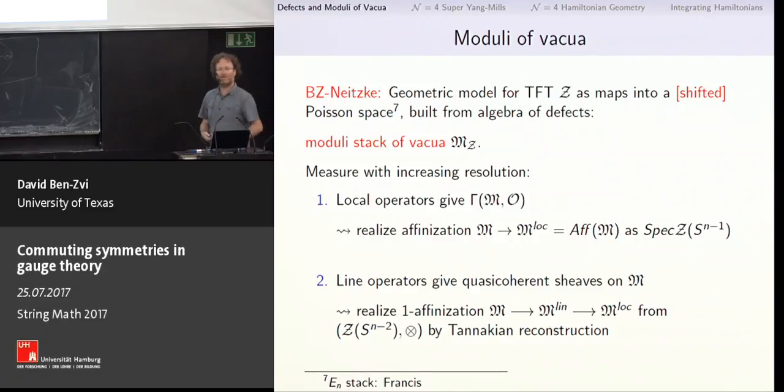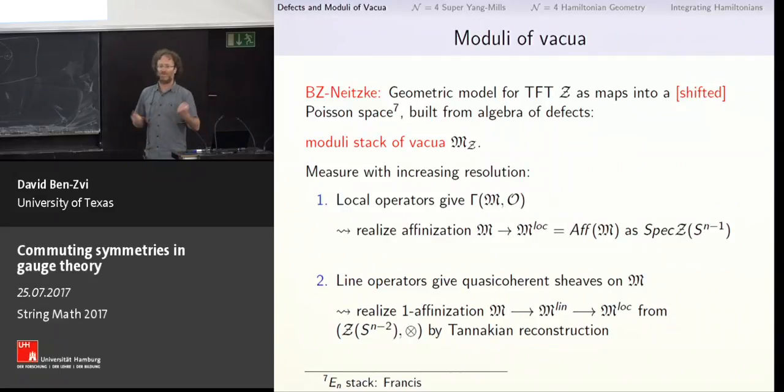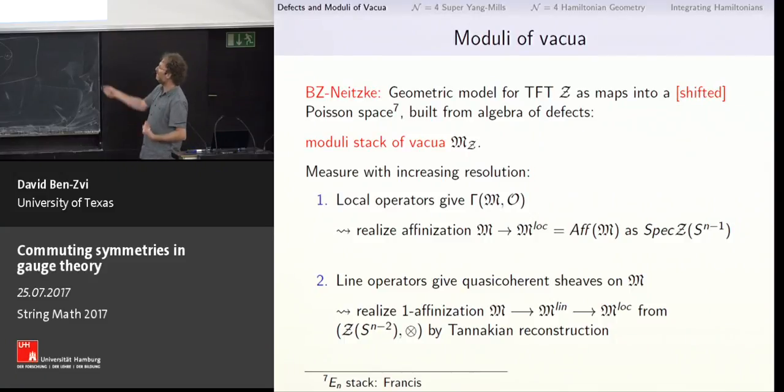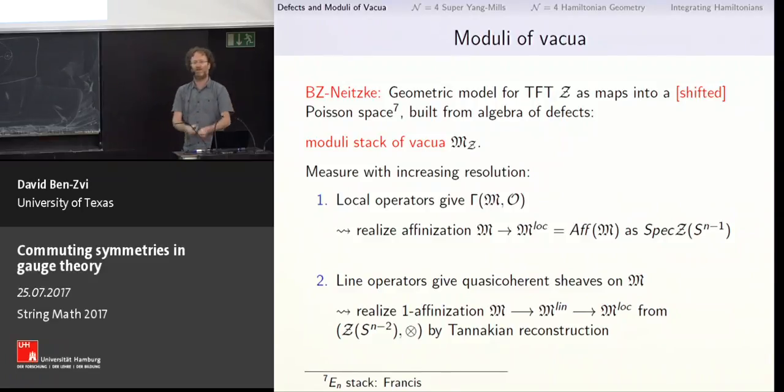The next thing you can do is, in a topological field theory, you have line operators. You have a category of line operators. It's a category with a tensor product. And the idea is that whenever I give you a line operator, it should give me a holomorphic vector bundle on the moduli space of vacua. So another way of understanding what the moduli space of vacua is, is that line operators give holomorphic vector bundles, or more generally quasi-coherent sheaves, on this moduli space.